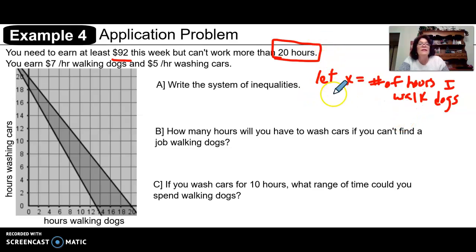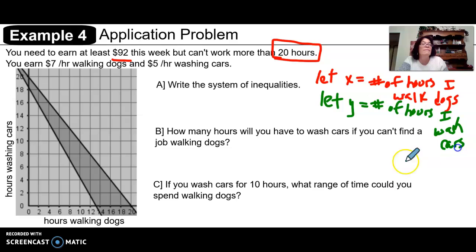And then I'm going to let Y be the total number of hours that I wash cars. Okay? So I'm going to let them represent. Now I know that I can't work more than 20 hours. I know I have to be less than 20 hours. In fact, I can't even equal 20. I can equal 20, I'm sorry, but I can't work more than 20.